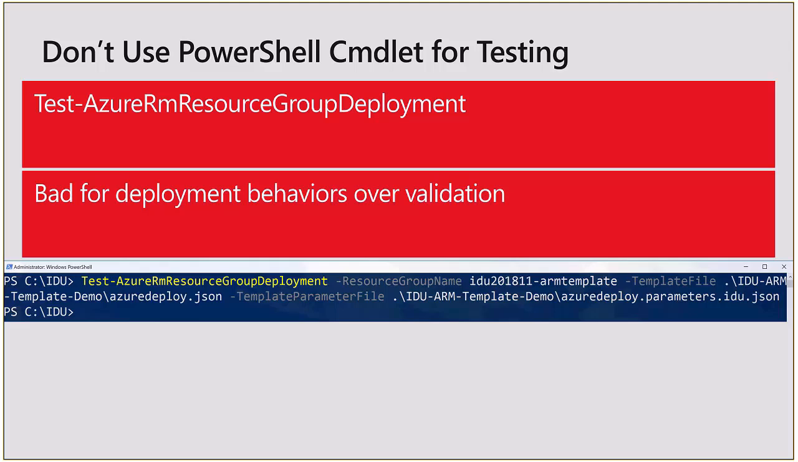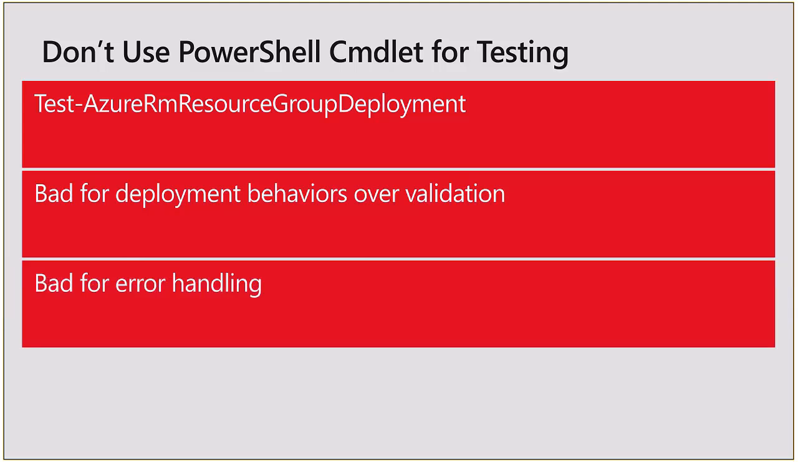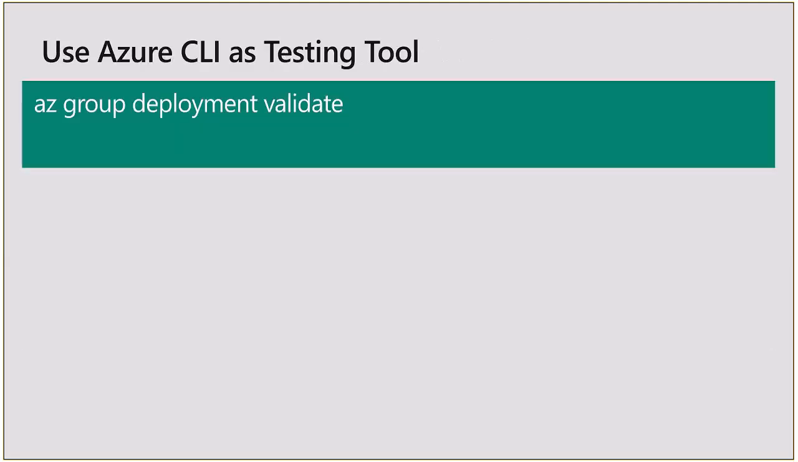Also, the PowerShell cmdlet is very bad for error handling. Think about the blue background with red error messages. Sometimes it's very hard to read and not very informative, something like this. So I wouldn't recommend you use the PowerShell cmdlet for ARM template testing. Instead, use Azure CLI for your ARM template testing.